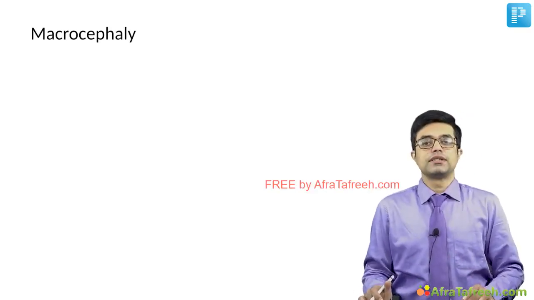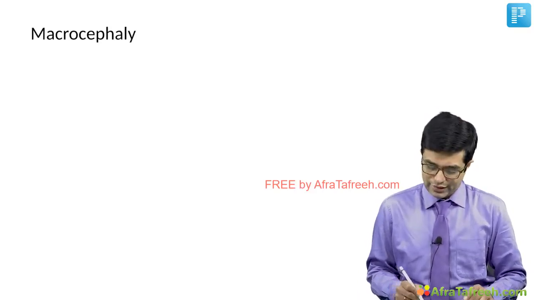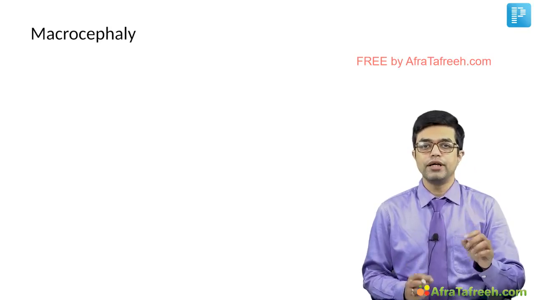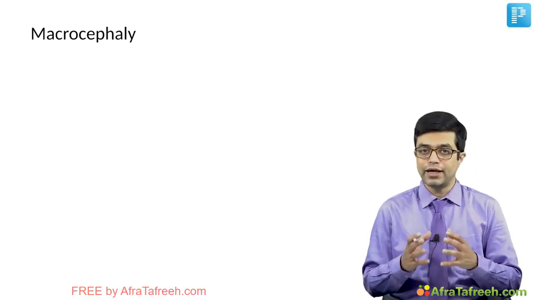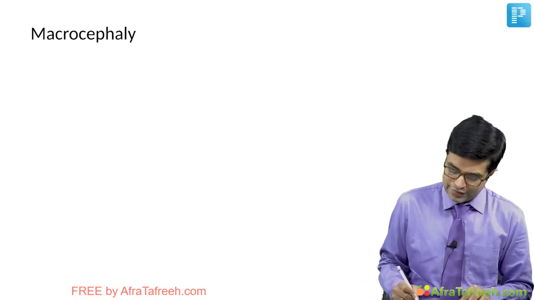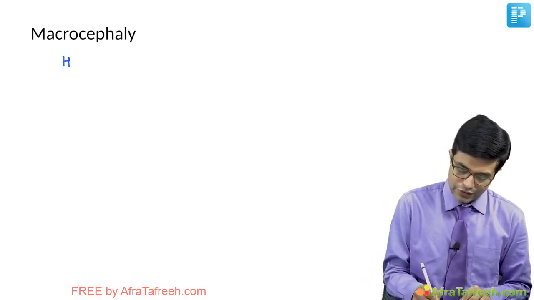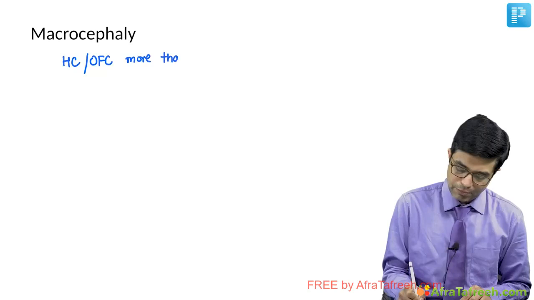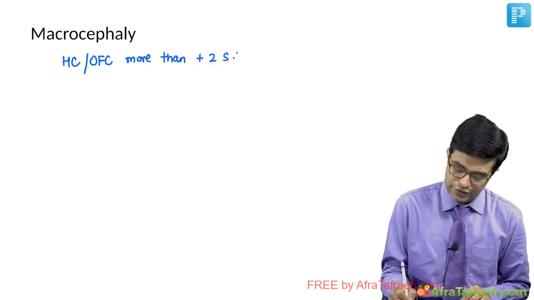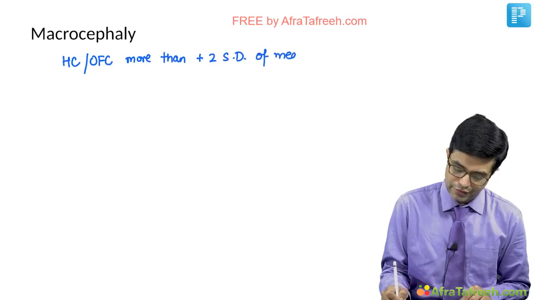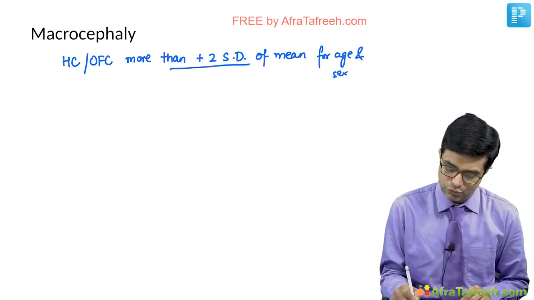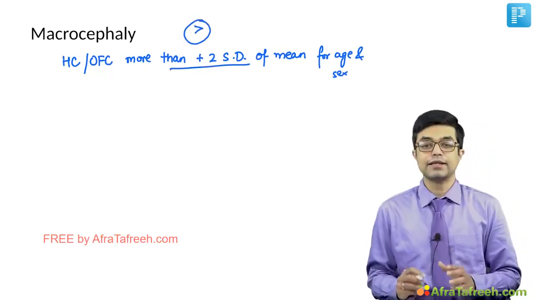The first thing we need to discuss is macrocephaly. What exactly is macrocephaly? To define micro and macrocephaly, we always take the head circumference or occipitofrontal circumference and plot it on age appropriate charts and see where the head circumference for age lies. Macrocephaly is defined as head circumference or occipitofrontal circumference more than +2 standard deviations of the mean for that age and sex. So if it is more than +2 standard deviation, we call it macrocephaly.